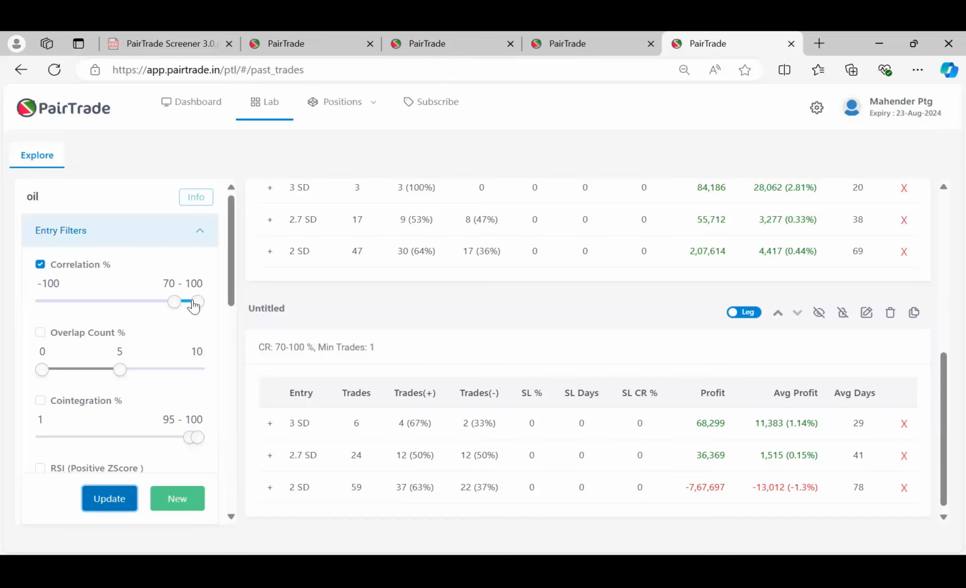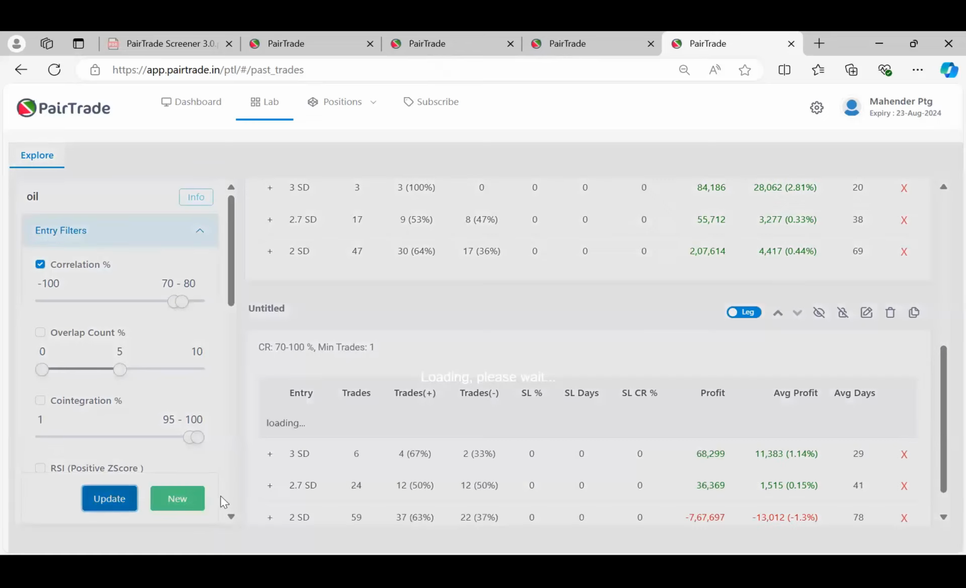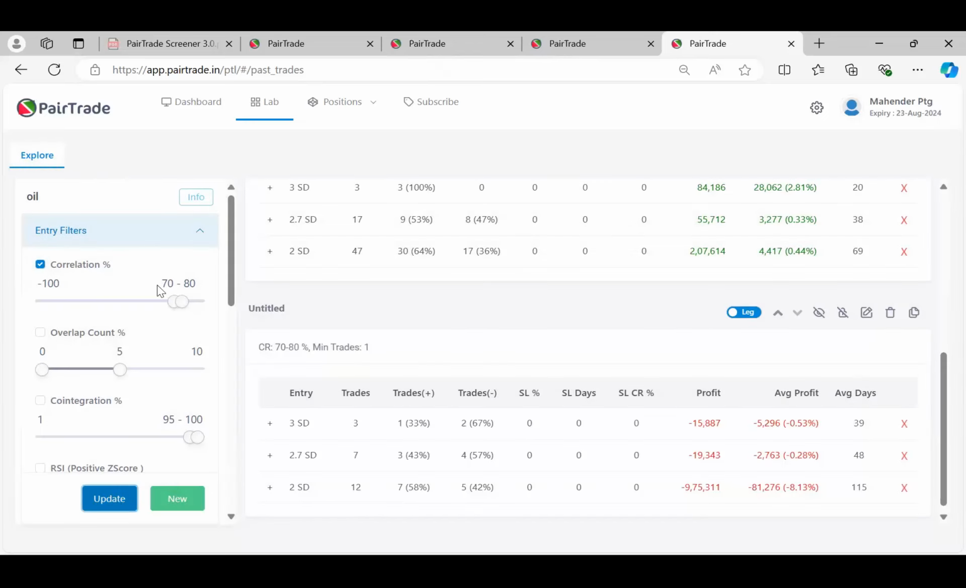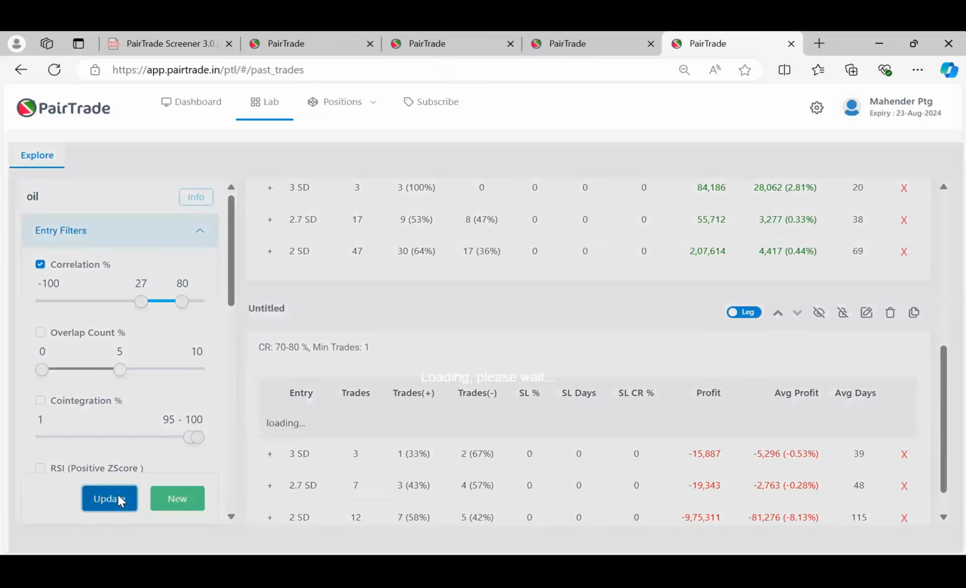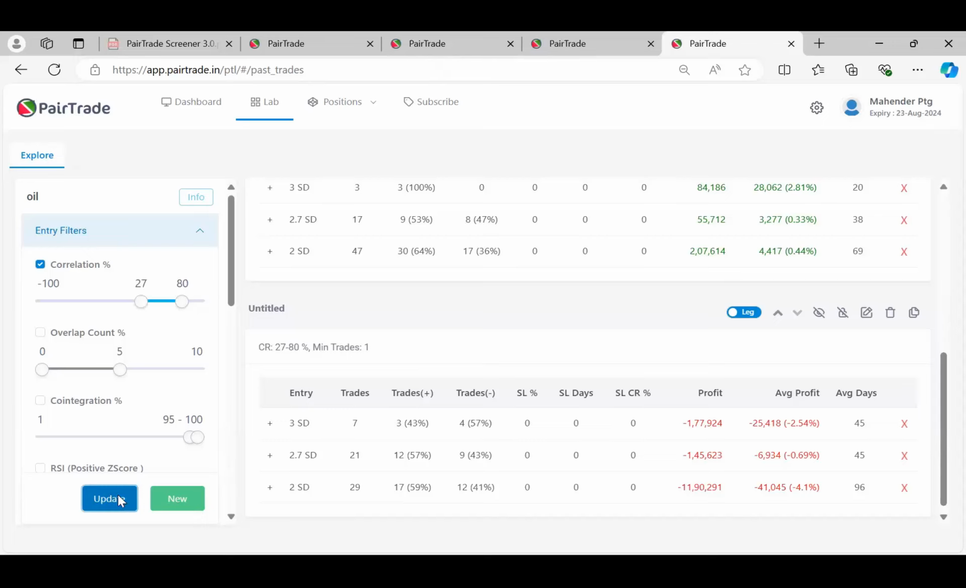From 70 to 80, horrible results. I can just check it. So you should not trade if it is in between this. Or maybe I'll check this combination. Worst, right? So for this combination, anything above 80 is good.